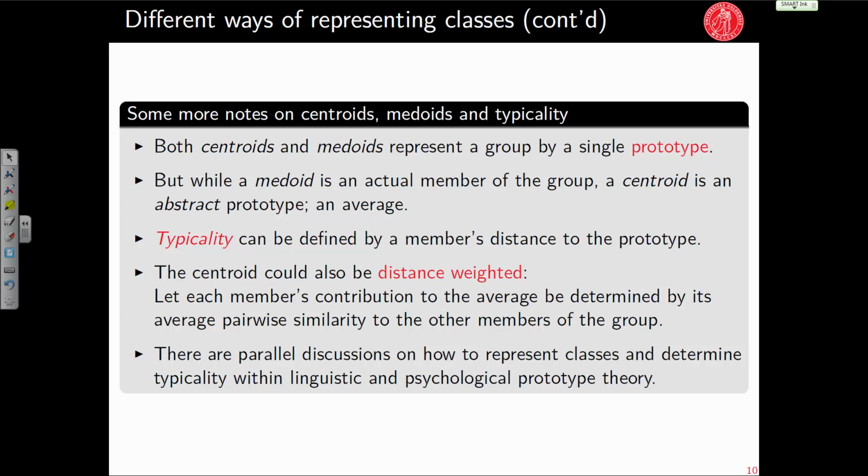But there are also other views on this issue, saying that we don't actually give examples, we just have a set of attributes, and if an object possesses one of these attributes, then it's considered to be part of the class. This is just an aside, to show that this discussion is not limited to the domain of classification and machine learning.